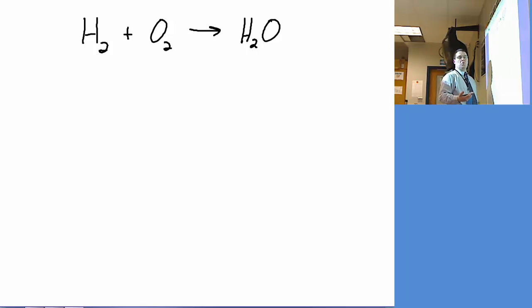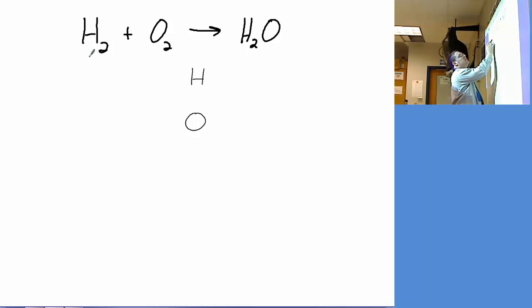So when we balance chemical equations, one of the easy ways to start is to think of it in terms of an inventory. If we look at our equation here, we've got hydrogen plus oxygen yielding water. And so we've got hydrogen involved in the reaction, and we've got oxygen, which needs to be balanced out.